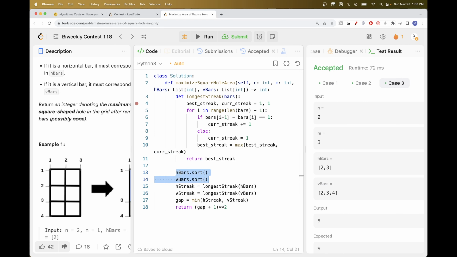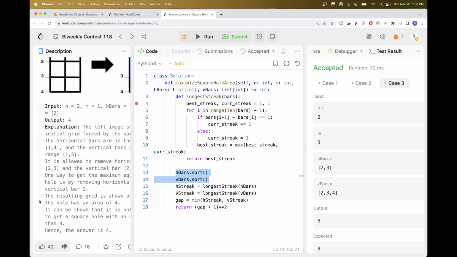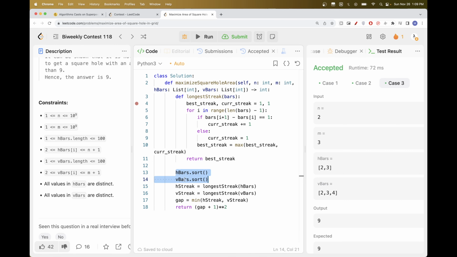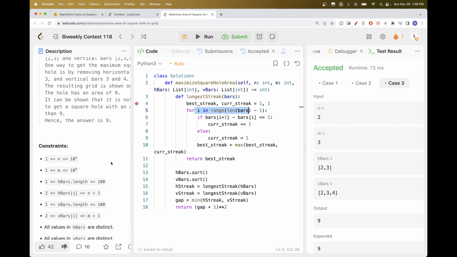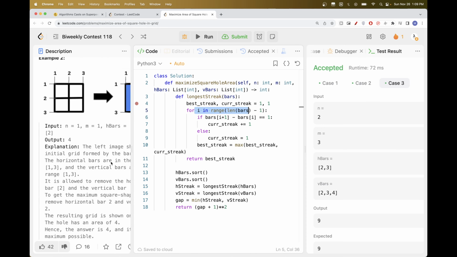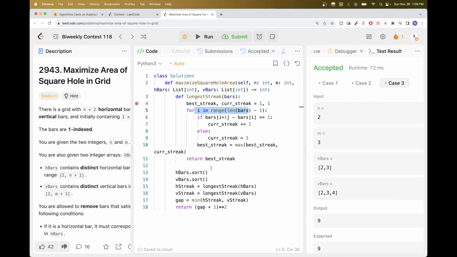This is even again in terms of the bar size, but since the size is small, this is negligible. The longest streak is O(n) in terms of the bars as well. Yeah, so it should be pretty quick here. Yeah, so that's pretty much it.